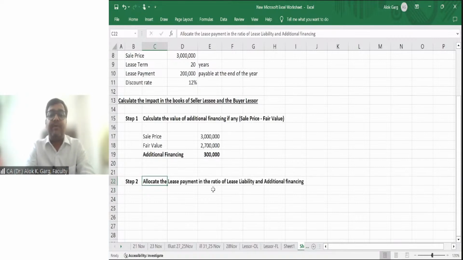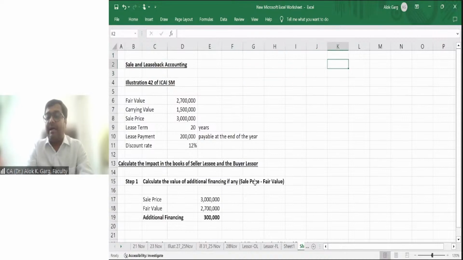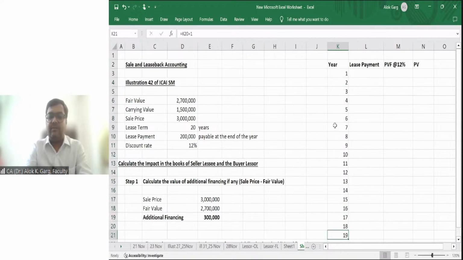I'm saying this lease liability means present value, not full value, present value. Now I need to compute my lease liability, right? I need to compute the present value of this 40 lakh rupees which I'm paying for 20 years. There is a year, a lease payment, and a discount rate, I mean the present value factor at the rate of 12%. Then there is a present value. This is what is given in this question. I am paying this lease payment for 20 years. Lease payment is 2 lakh rupees.